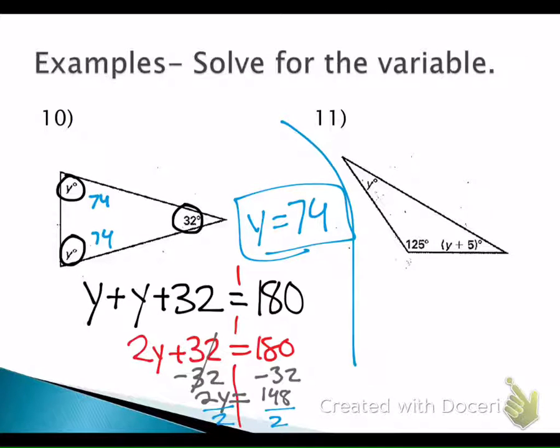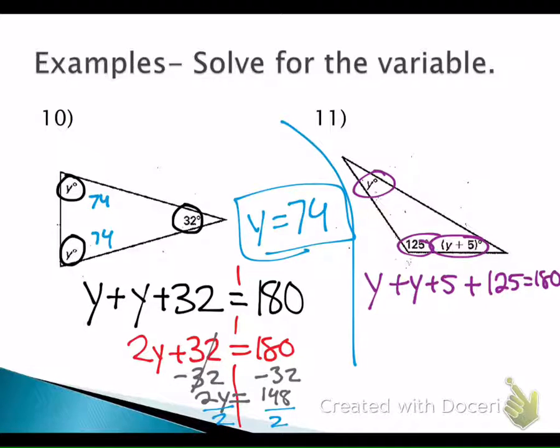Okay? Same thing on number 11. So what am I going to do with this and this and this? An equation. y plus 5, plus y, plus 125 equals 180. So all three of them added together equal 180. See how I have y and y? You've got to make that 2y. These are like terms as well. So 2y plus 130 equals 180. Good.